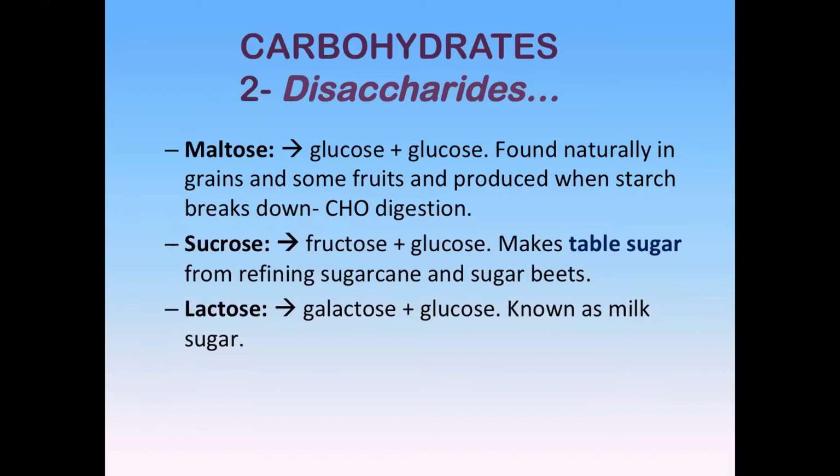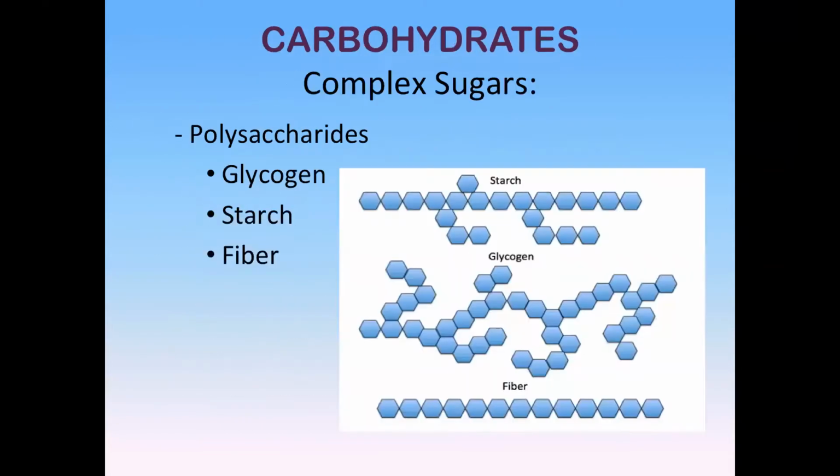Also, we have the lactose, which is the milk sugar, and it's made of galactose and glucose. Again, the rest of the classification is the complex sugars, which are only the polysaccharides that are glycogen, starch, and fiber. So as you can see here in the graph, the starch is somehow branched. It's a chain of glucose polymers, and the starch and the glycogen are much more branched, but the fiber is linear.